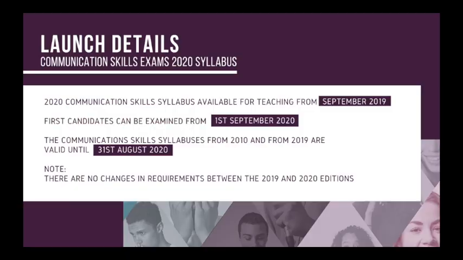So let's look at what the syllabus has to offer. The specifications firstly come into effect from the 1st of September 2020. The Communication Skills Syllabus from 2010 is valid until the 31st of August 2020, when it will be withdrawn. The 2019 Communication Skills Syllabus will also be withdrawn on the 31st of August 2020 to be replaced by this new 2020 edition. Please note that there are no changes in requirements between the 2019 and 2020 versions. This particular version, though, does have a lot of support material additionally available to students and teachers that help understand the subject a lot better.